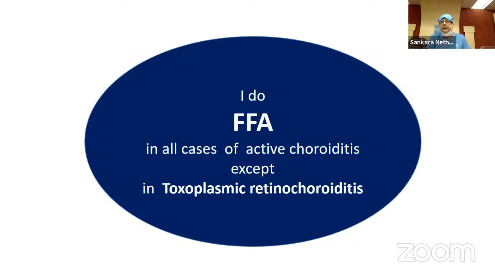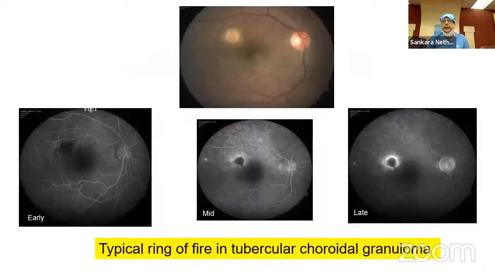I do FFA in all cases of active choroiditis except in toxoplasmic retinochoroiditis. Here is an example of choroiditis. You can see a yellowish round or yellowish oval lesion. In the early stage of the fundus fluorescein angiogram, you don't see the lesions as hypofluorescence. As the FFA goes into the late phases, you can see a ring of fire appearance. The central area is hypofluorescent, surrounded by a ring of fire. This is typical of tubercular choroiditis.